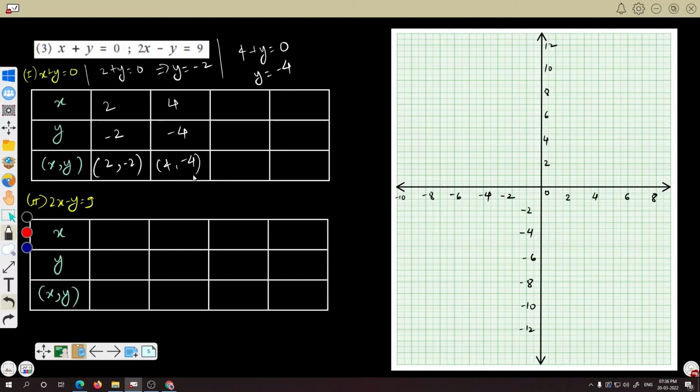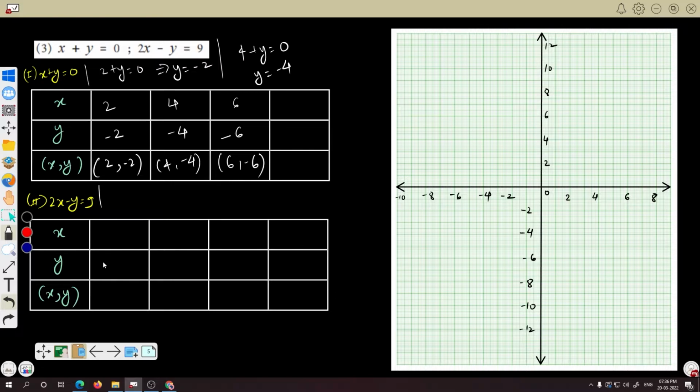Now, if you observe the pattern, whatever the value of x is, the y coordinate is exactly negative to it. So, I can easily say if x is 6, then y will be minus 6. I hope this is clear to you. If you want, you can verify this. Therefore, the coordinates are 6 comma minus 6. Now, moving on to the next equation, that is 2x minus y is equal to 9.